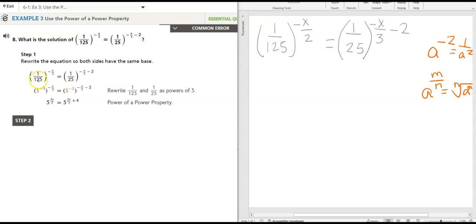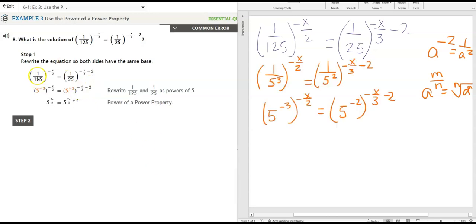So I'm going to rewrite 125 as the cube of 5, and because it's a fraction, I'm going to make that exponent negative. I'm still keeping this exponent on the outside, so now we have a power of a power. On the right side, I'm going to rewrite the 25 as the square of 5. Because it's a fraction, I'm going to make it negative, and I'm going to keep this power.